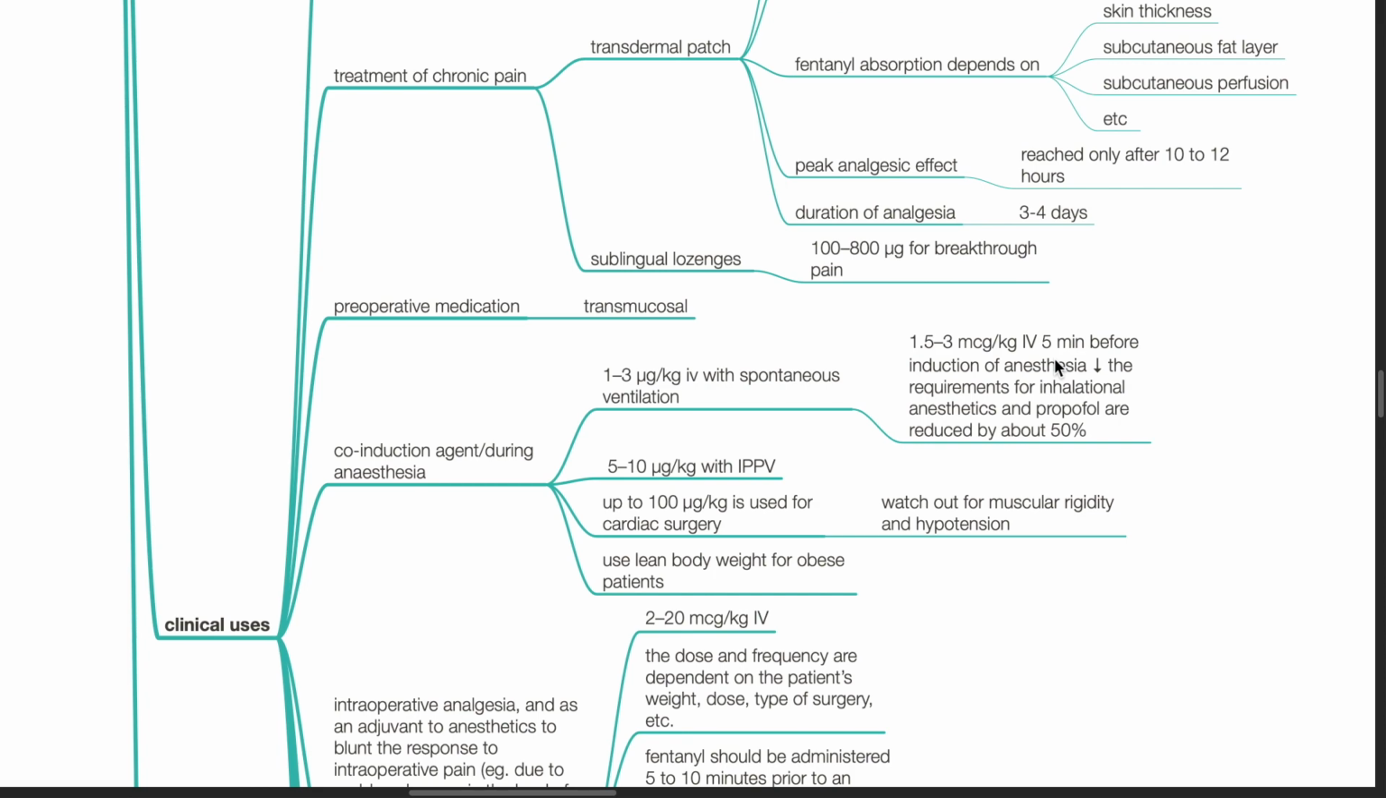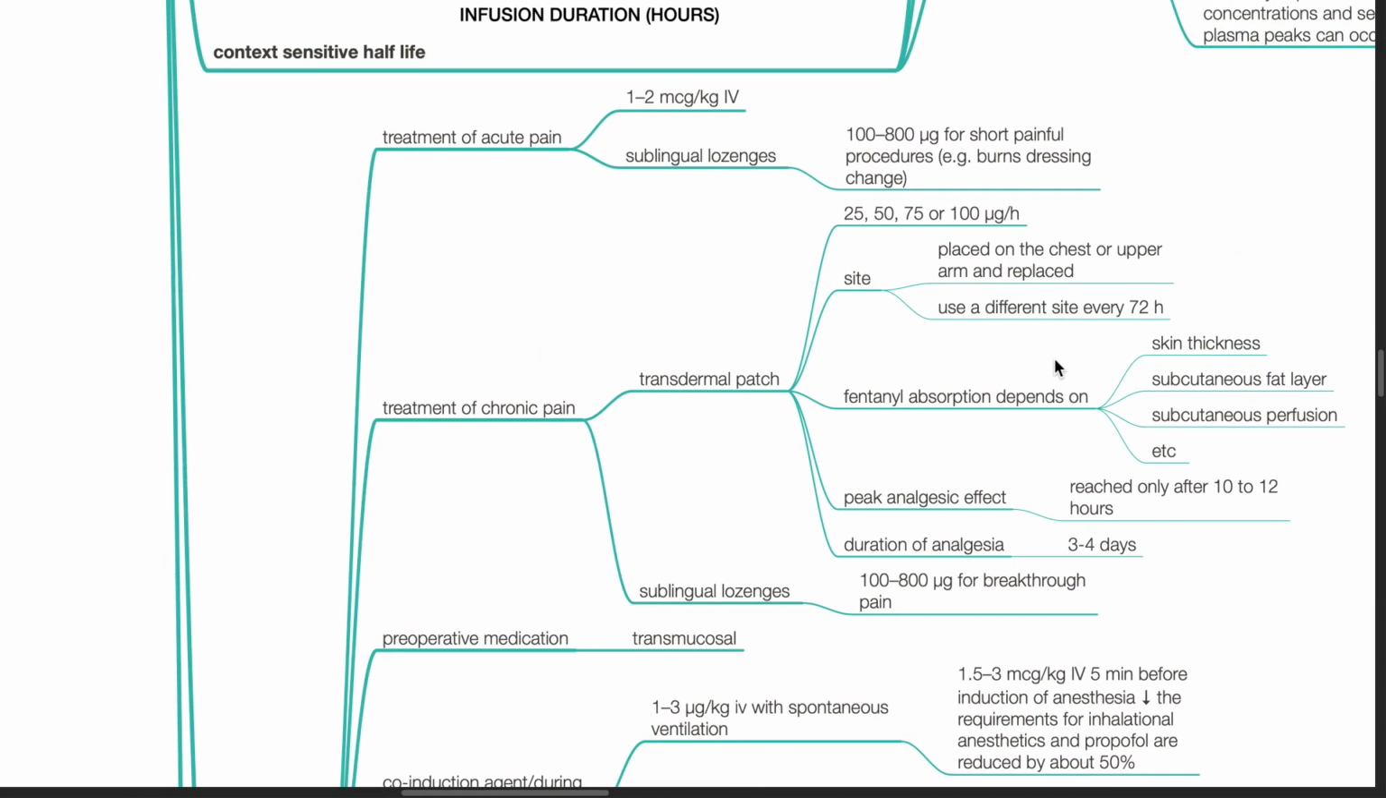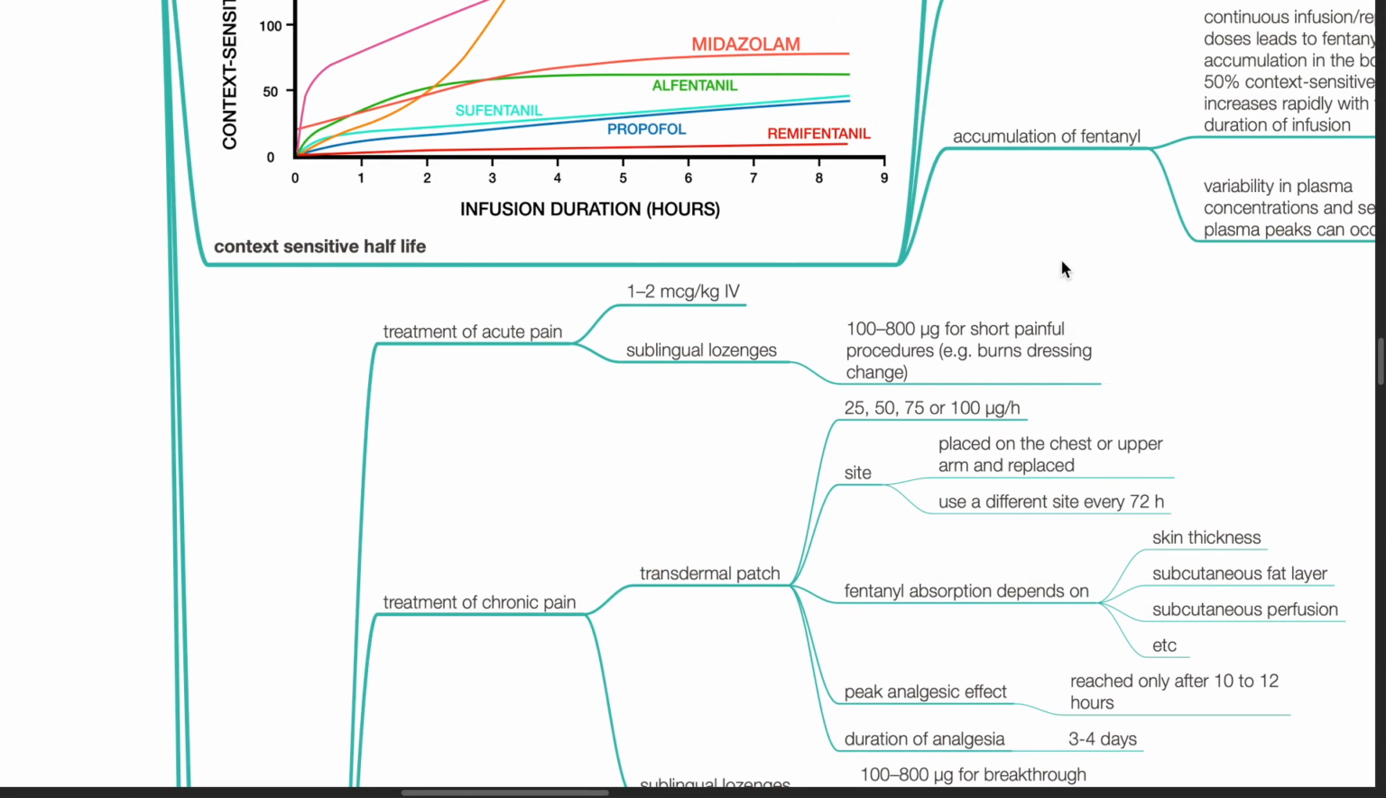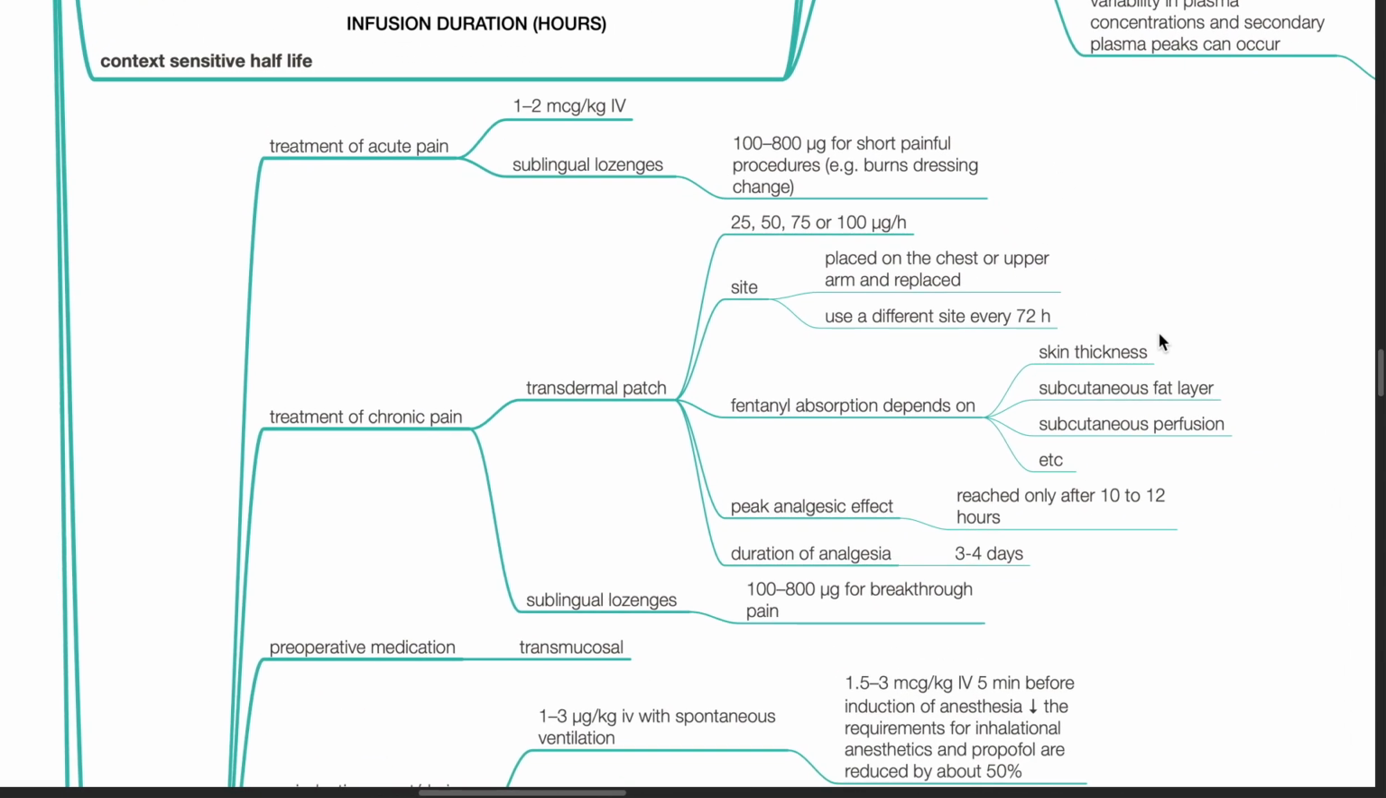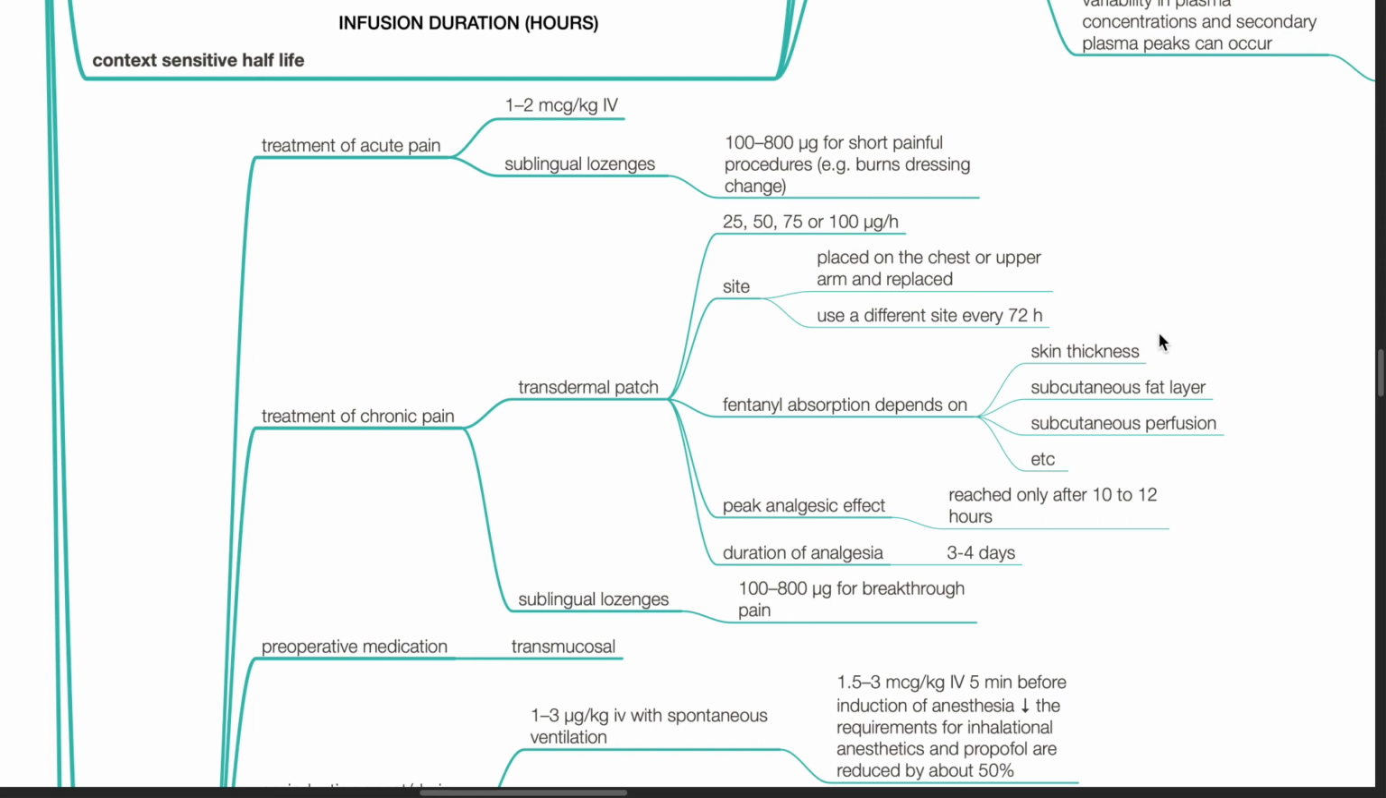Clinical uses of fentanyl. For treatment of acute pain, 1 to 2 mcg per kg IV or sublingual lozenges 100 to 800 micrograms for short painful procedures such as burns dressing change. Treatment of chronic pain. Transdermal patch at 25, 50, 75 or 100 micrograms per hour placed on chest or upper arm and replaced. Use a different site every 72 hours.